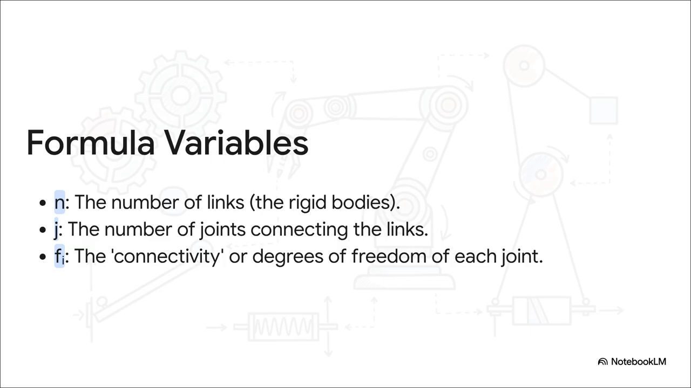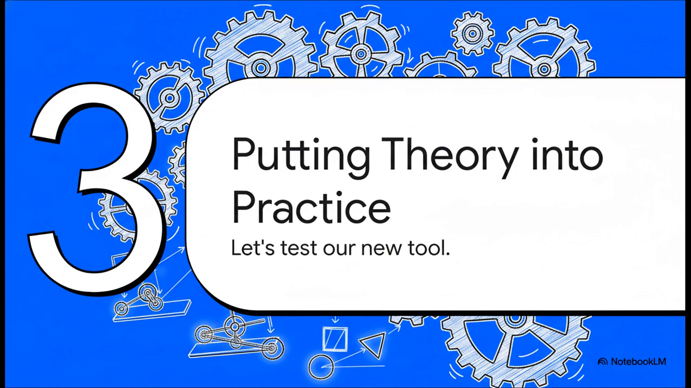First up, N is just the number of links. Those are the solid, rigid pieces of the machine. And don't forget, the ground, or the base it's attached to, always counts as 1. Next, J is the number of joints connecting all those links. And finally, F is what we call the connectivity of each joint. That's just a fancy way of saying how many ways that joint can move. A simple hinge that just spins, that has a connectivity of 1. Easy.